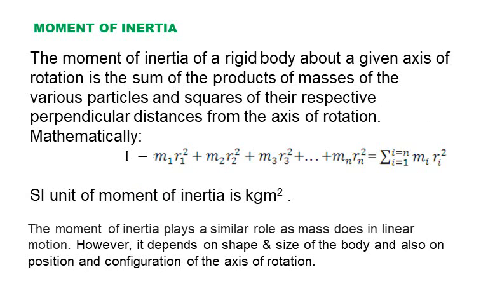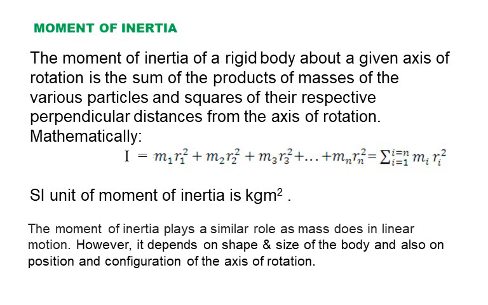Moment of inertia of a rigid body about a given axis of rotation is the sum of the products of masses of various particles and the square of their respective perpendicular distances from the axis of rotation. Mathematically, moment of inertia is denoted by symbol capital I, and that is equal to m1 r1 square plus m2 r2 square and so on. And its SI unit is kilogram meter square.